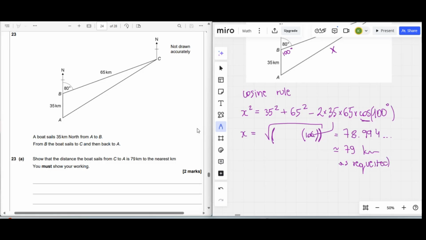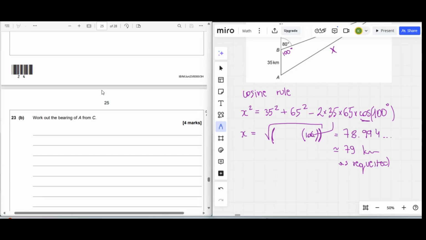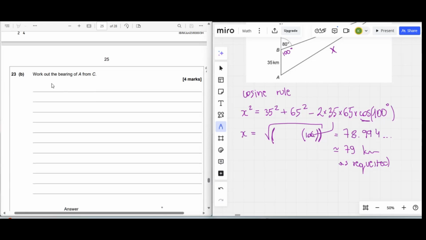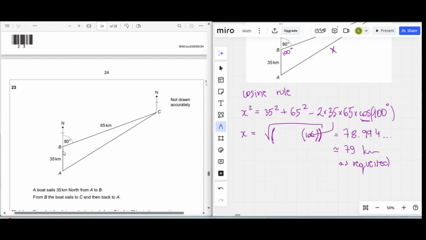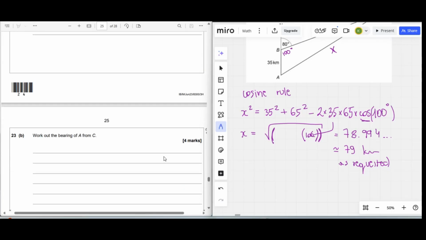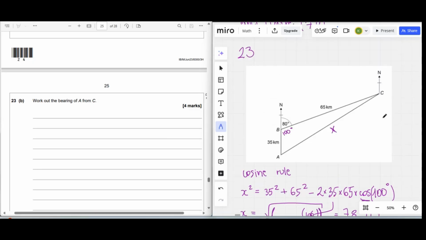Okie doke. Now work out the bearing of A from C. Okay, of A from C, so that will be this huge angle, a bearing from C. So we are starting here, we are finding north, and then we are finding the line to the A direction.